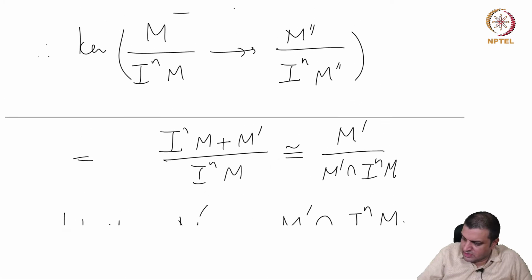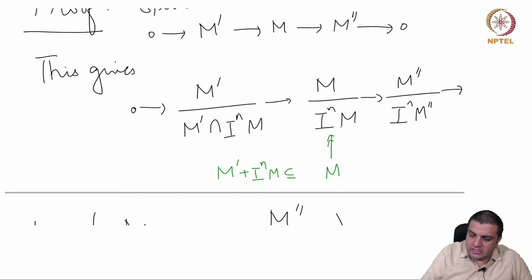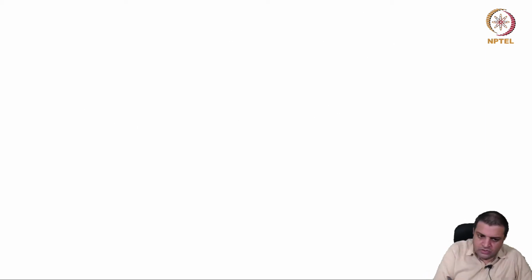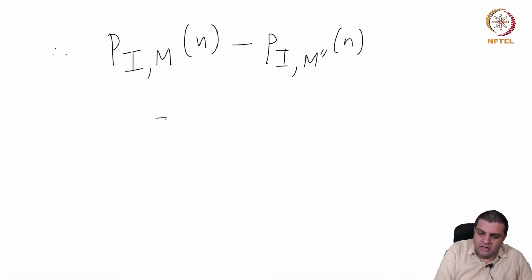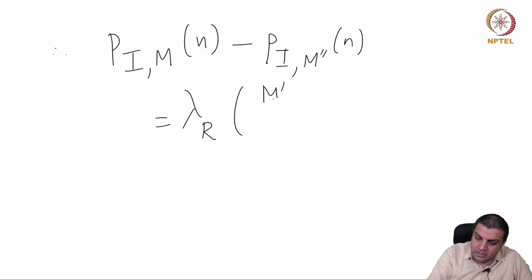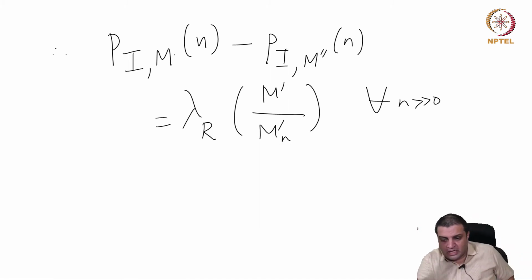Okay. So what does this now tell us? It tells us that the length of this equals the length of this minus the length of this. Therefore we get p_{I,M}(n) minus p_{I,M''}(n) equals the length over R of M prime mod M prime_n for all sufficiently large n. So remember, these give the length only for sufficiently large n.